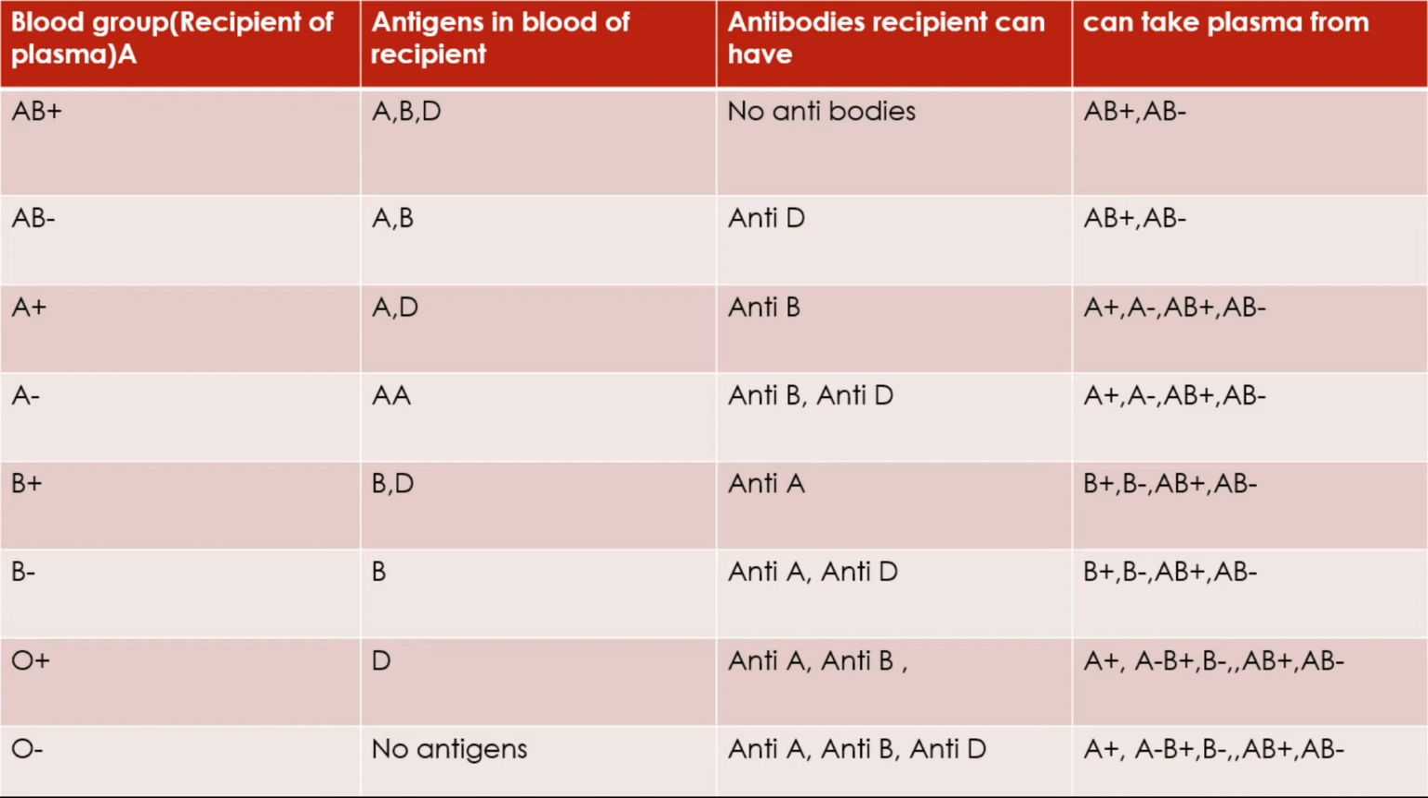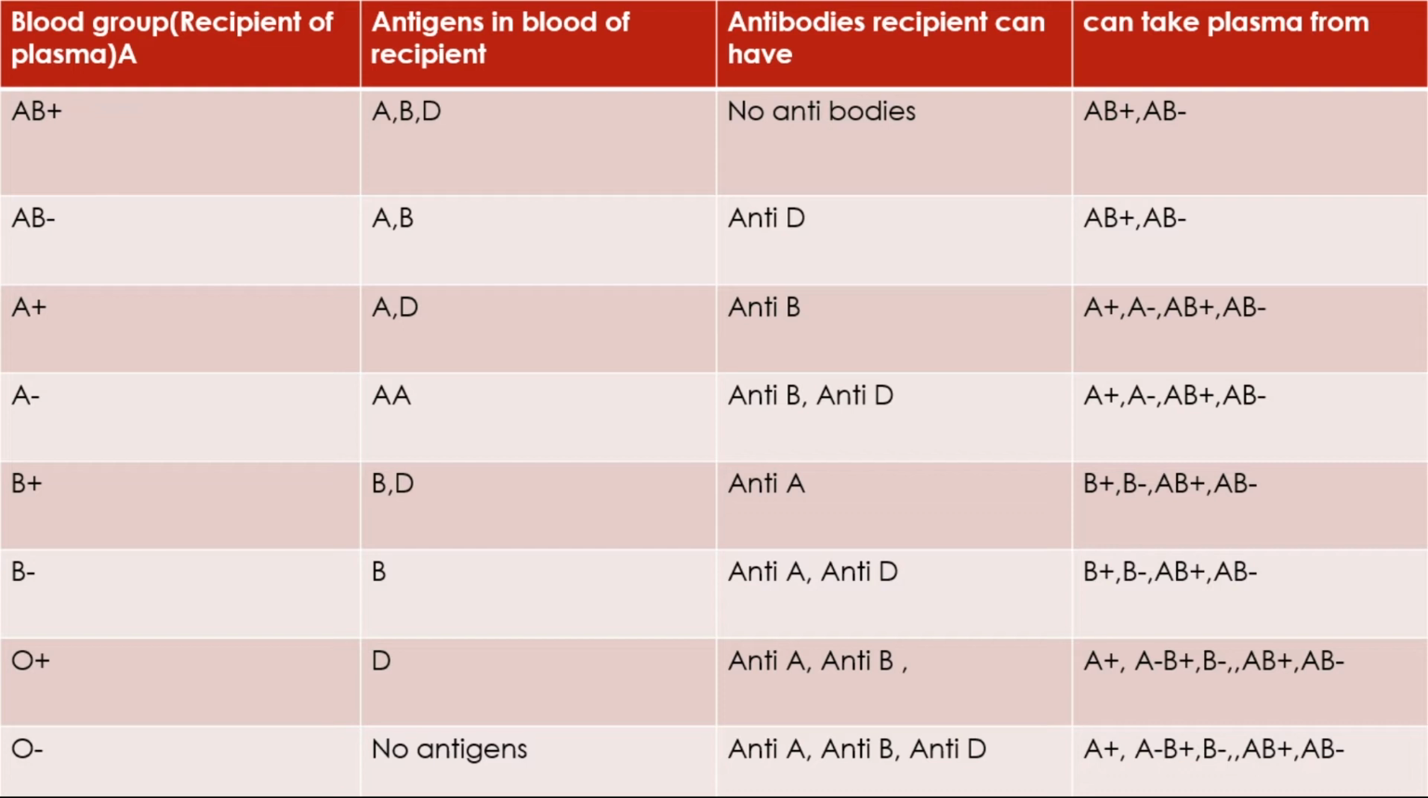AB positive plasma will have no antibodies definitely, but why is AB negative written here? Because when a person is Rh negative, he will produce antibodies against antigen D when he is exposed to antigen D. Until he is exposed to antigen D, he will not produce the antibodies. So, AB negative persons could have antibodies against antigen D or could not. The plasma of AB negative persons without antibody D can be given to the AB positive person.